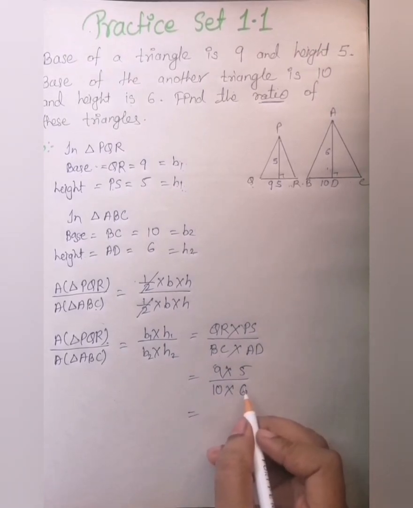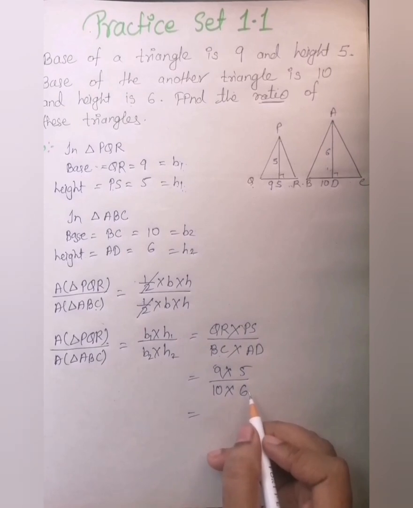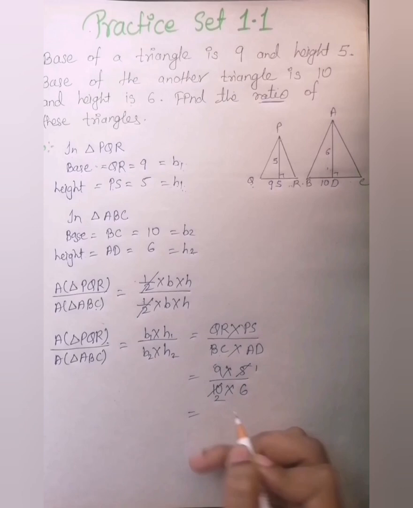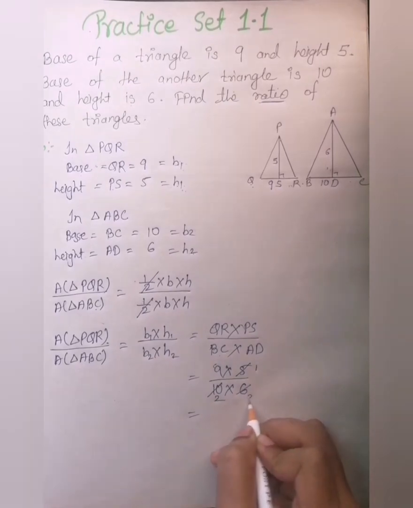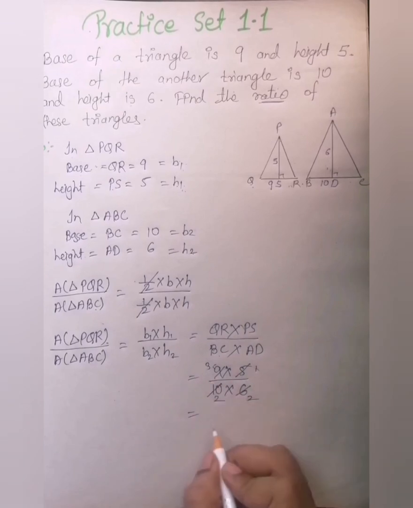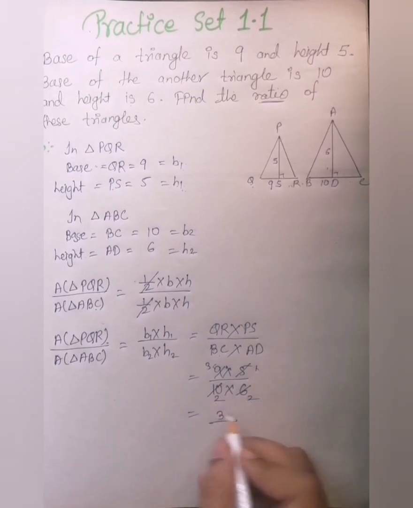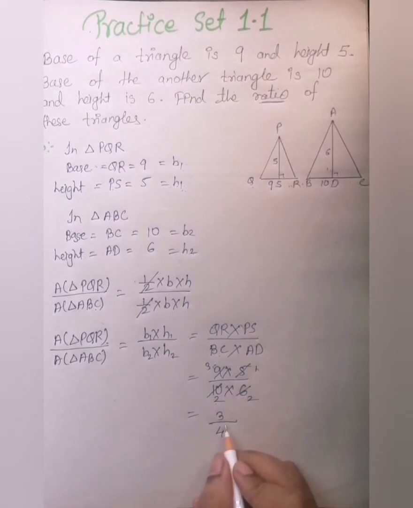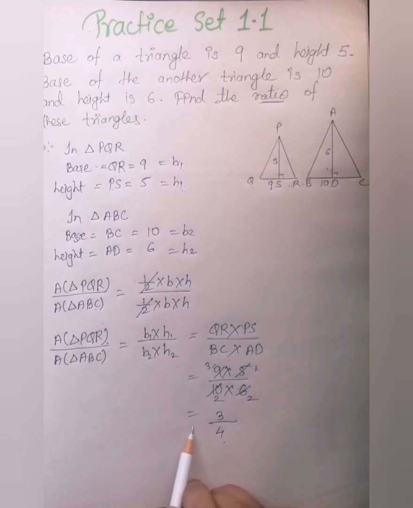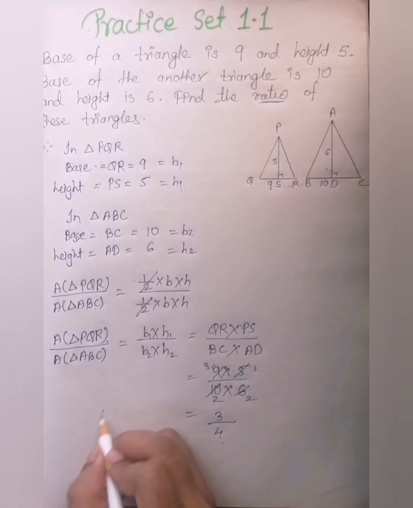Now just cancel. With the help of cancellation: 5 ones are 5, 5 twos are 10. 3 twos are 6, 3 threes are 9. So 3 ones are 3, and 2 twos are 4. So we get 3 upon 4. This is the area of triangle PQR upon area of triangle ABC, so this is the ratio.